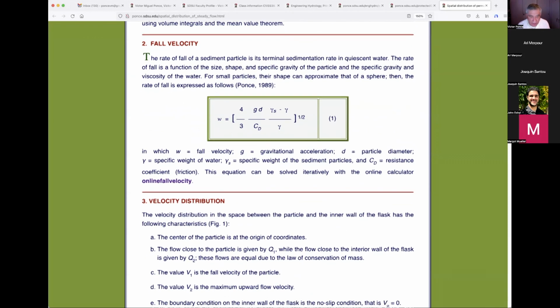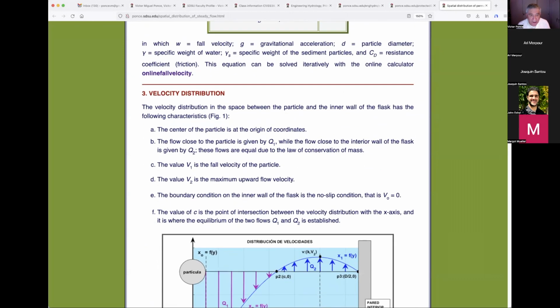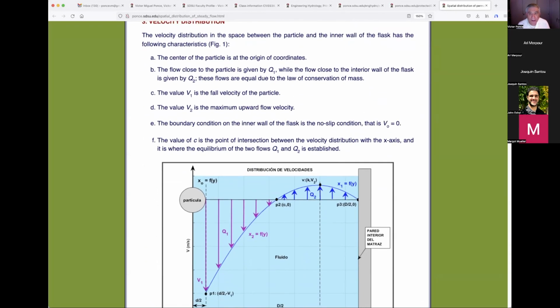The velocity distribution in the space between the particle and the inner wall has the following characteristics. The center of the particle is at the origin, right here. And by the way, this is in Spanish, namely because Jonathan is Peruvian.